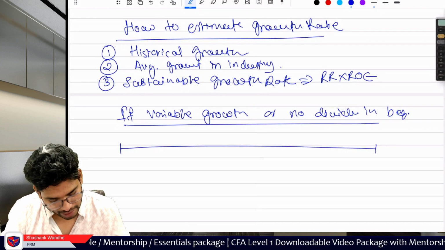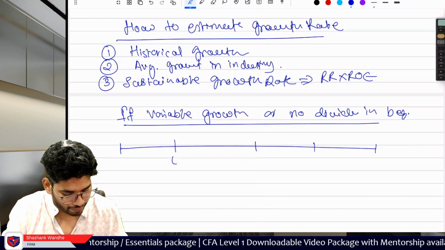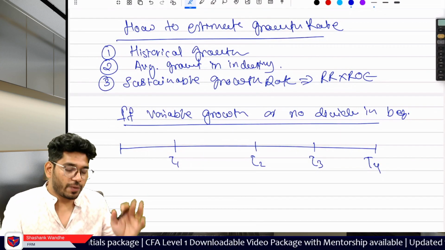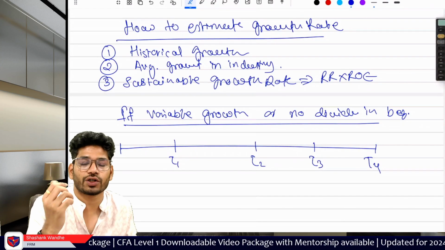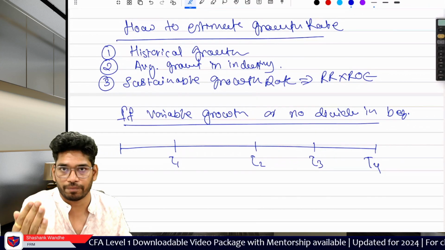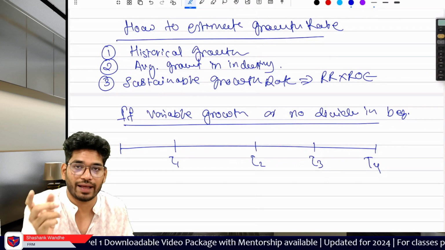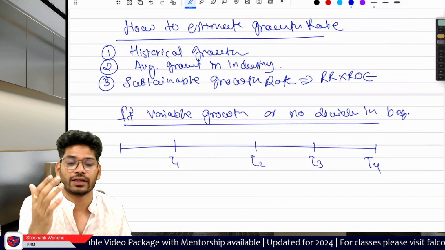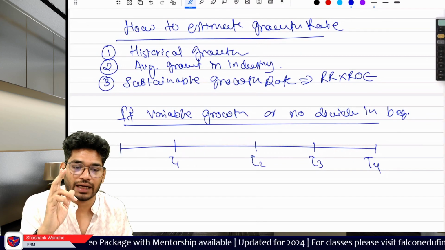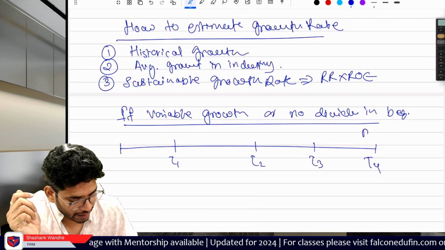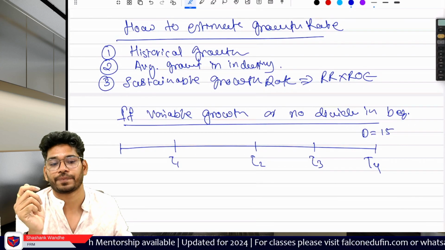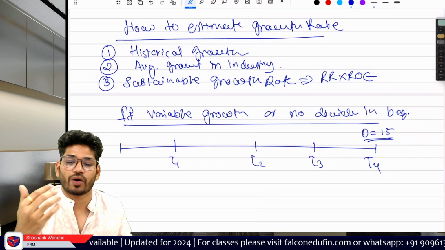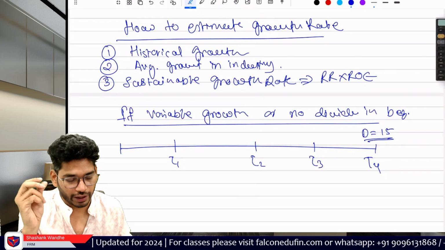So let's say, for example, 1, 2, 3, this is T1, this is T2, this is T3, this is T4. Now you are provided with the information that currently the company is not in a capacity to pay any dividend. For this reason, management has decided to pay the dividend at T4. So at T4, the company will pay a dividend of 15. What about T1, T2, T3? Zero dividend.